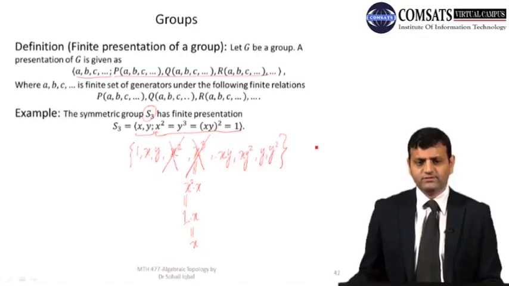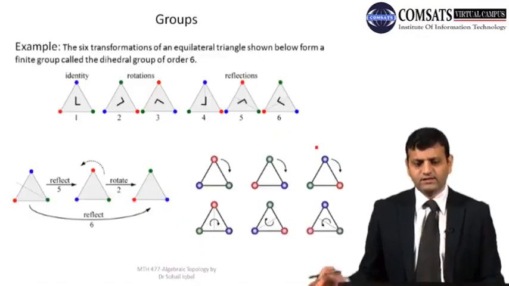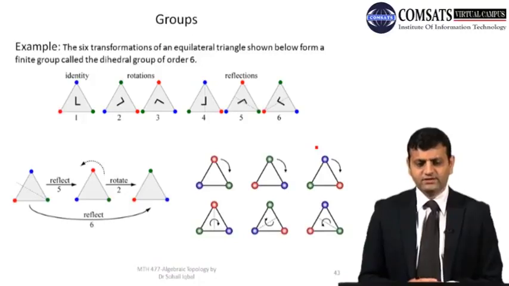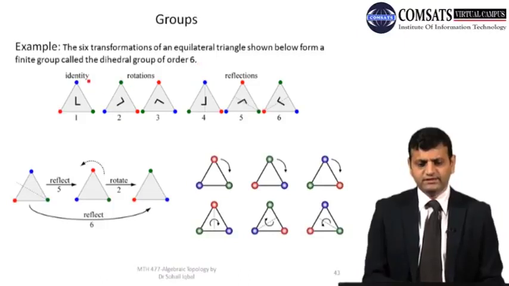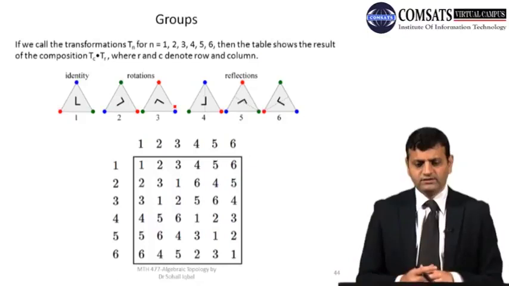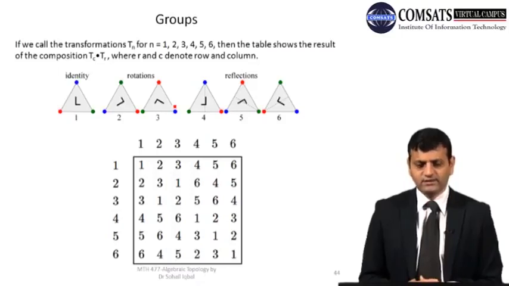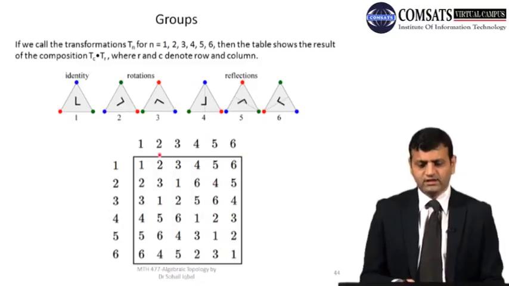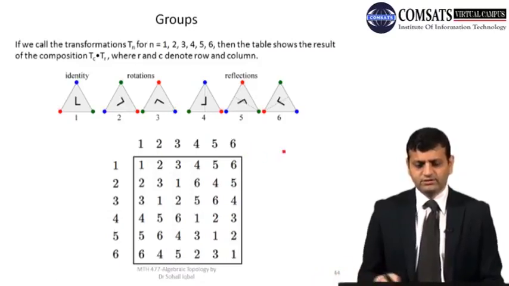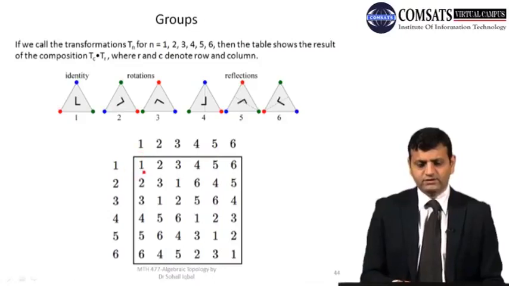So this is the finite presentation of a group. This is an example. S3 is basically all the possible identity, rotations and reflections of a triangle. So we can see that the set of all possible symmetries of the triangle forms S3, and its elements act according to this table. If I multiply 1 into 1, then I will get 1. This 1 is coming from these transformations.